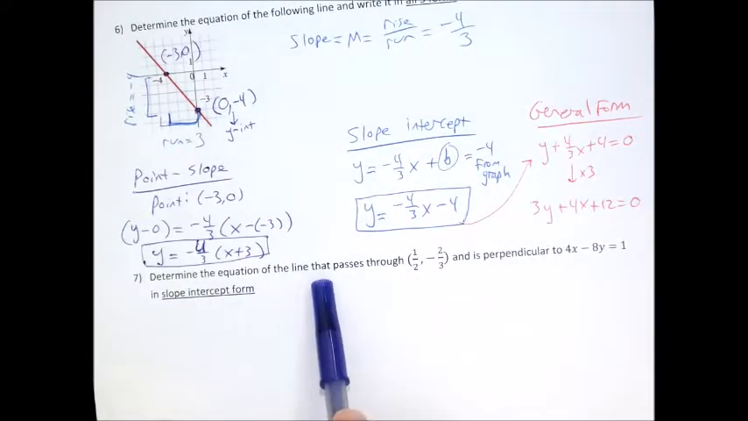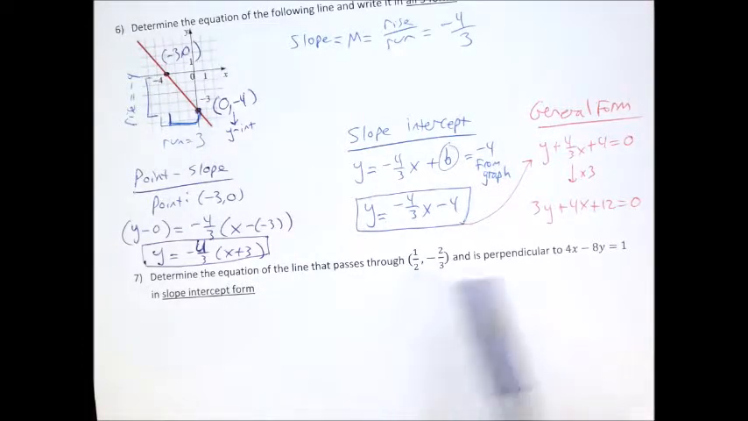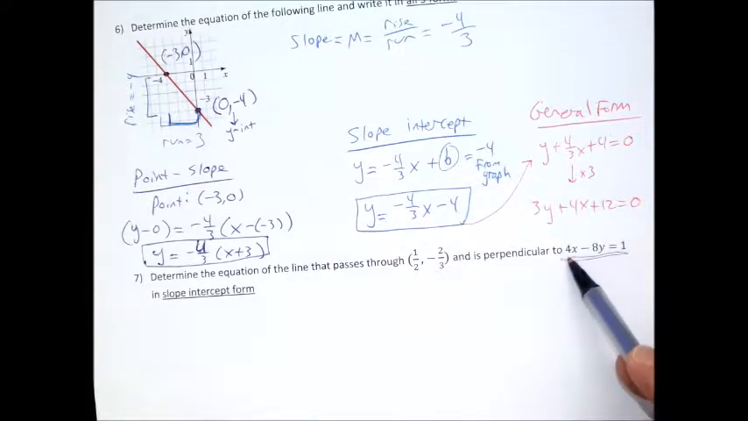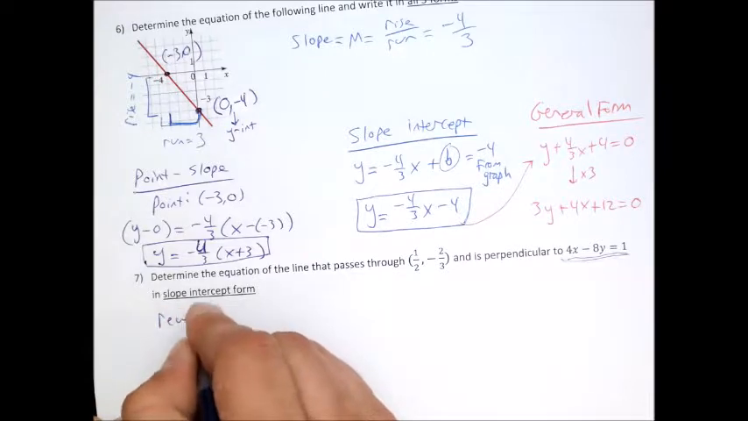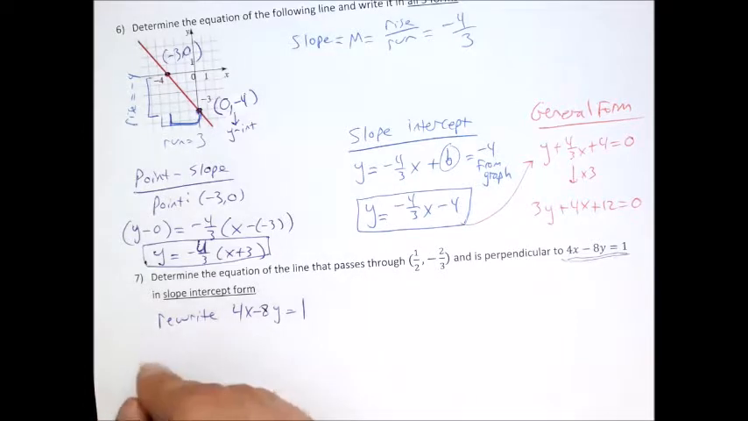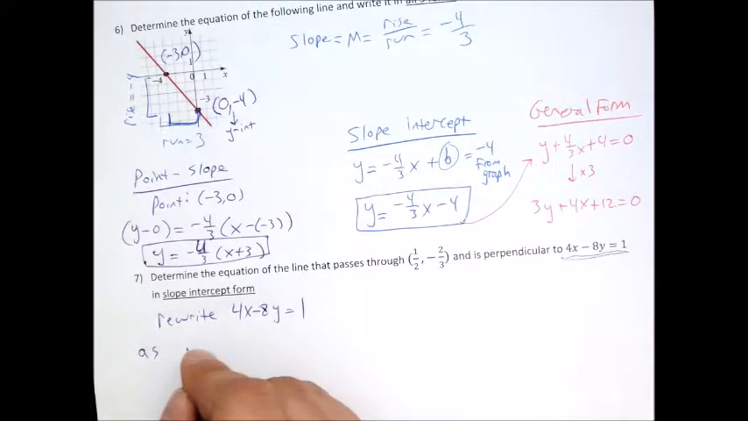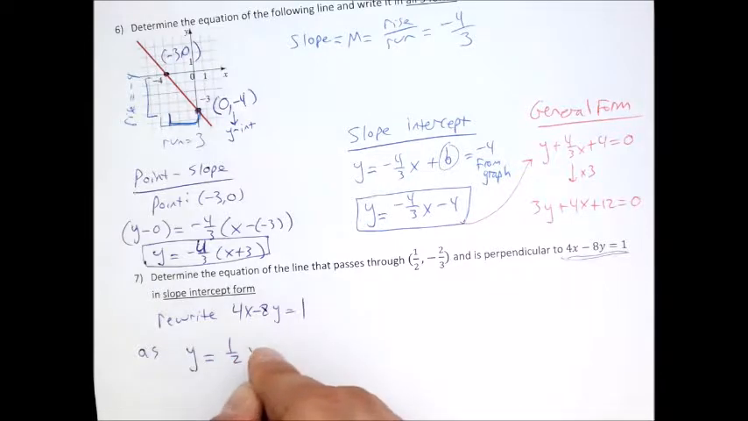So if we want to know the equation of the line that passes through a point, so we're given a point, so that's good. Oh boy, it's a fractional point, but that's okay. And if we want it to be perpendicular to this line, we need to know what the slope is of this line that we're given so that we can write a slope that's perpendicular. And so what we want to do is start by rewriting 4x minus 8y equals 1. We want to solve for y. So I'm going to subtract the 4x and then divide by minus 8. And so we rewrite it and we get y equals 1/2 x minus 1/8.